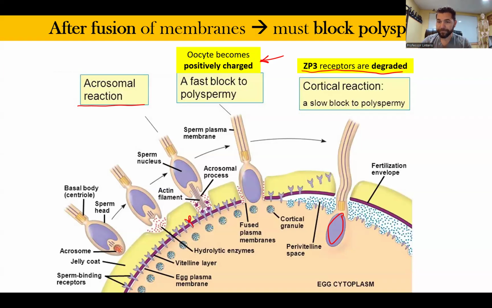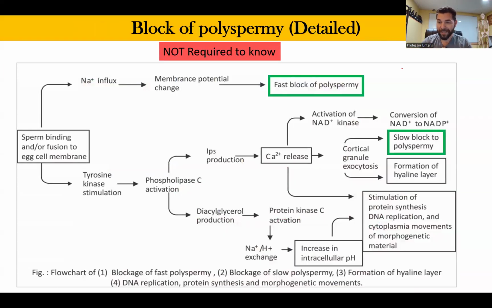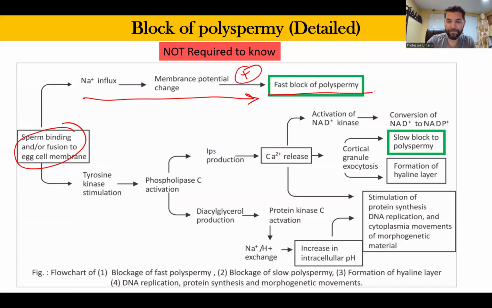And this is what's actually going on, right? So sperm binds, positive charge, fast block of polyspermy. All this stuff happens, leading to the receptors being degraded, and we have a slow block of polyspermy. You don't have to stress about all the specifics, but you should understand that both of those are occurring to prevent polyspermy.